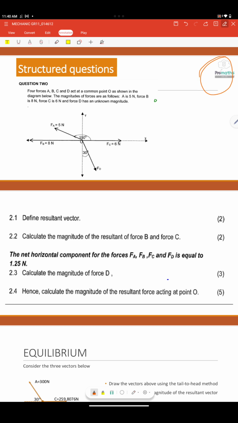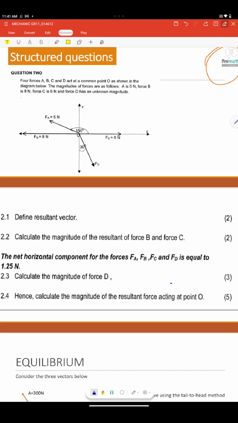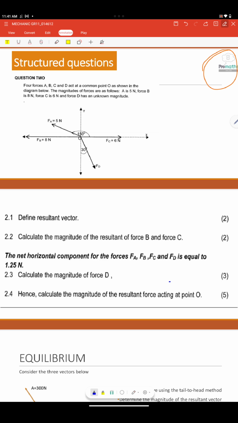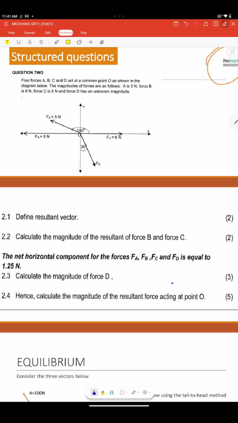And this is typically how these questions are asked in an exam or a test. Even the previous examples that I have provided, they give an idea of how these questions could be structured. So today's question, we are given the forces A, B, C, D, which act at a common point O as shown in the diagram. And we are told that the magnitude of these forces are 5 Newton, 8 Newton, and 6 Newton, respectively.